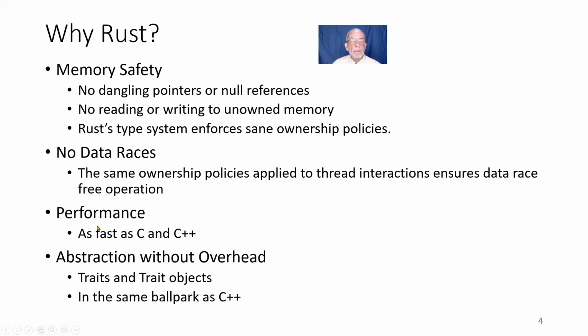And that combines with excellent performance. Rust compiles to native code. It doesn't have a system of garbage collection. And so its performance is as fast as C and C++. And also, its level of abstraction is really good. It's right up there with C++ in providing us with good ways of hiding low-level details behind abstractions.